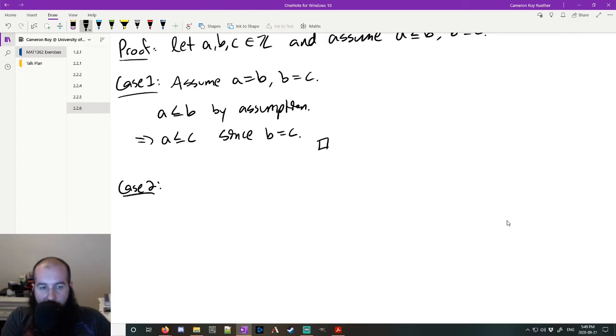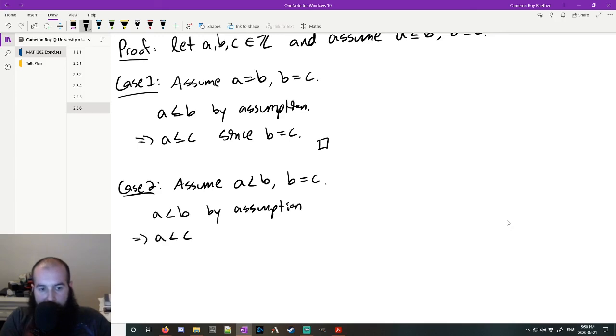Case 2 is essentially the same argument, because here we didn't use that A is equal to B. It just mattered that B was equal to C. So let's assume that A is strictly less than B and B is equal to C. Well, A is strictly less than B by assumption. This means that A is strictly less than C, since B is equal to C, but strictly less is included in less than or equal to. So we have our result in this case.